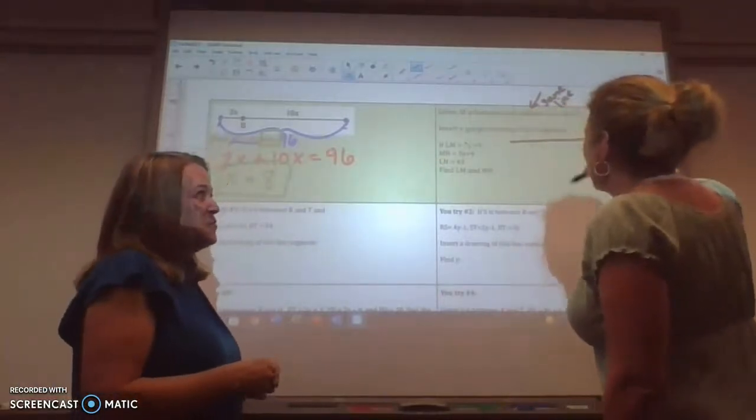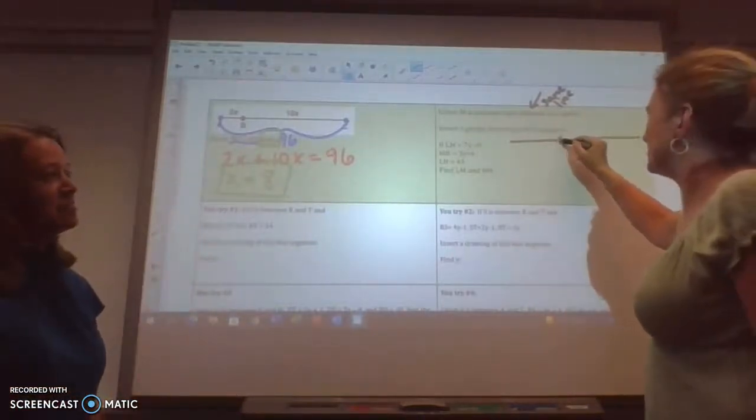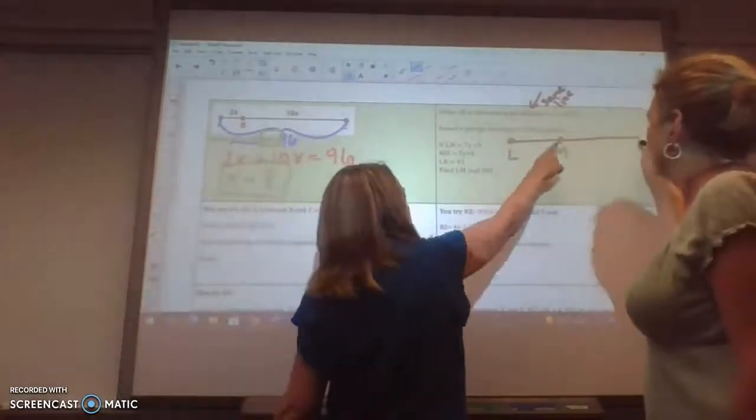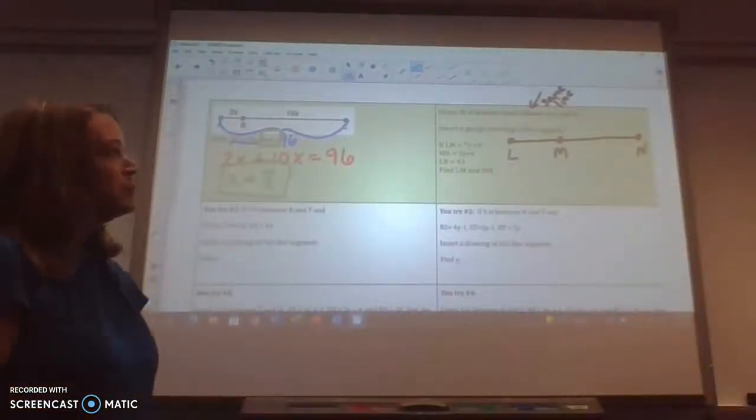So this is the same line. All three of these points are on the same line. And M is somewhere between these two points. L is on one end. So does it matter exactly where in between you put it? No, because we don't know, it's just in between. There it is.